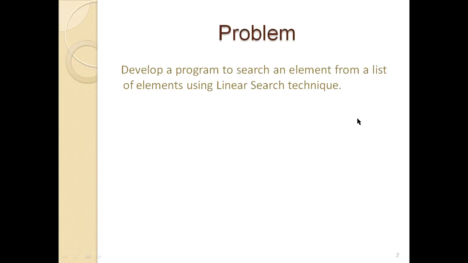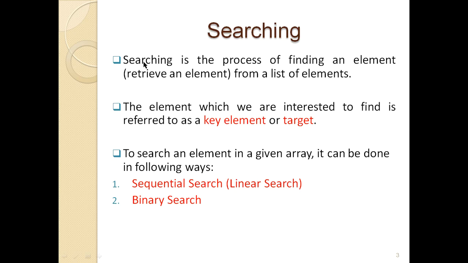So this is the problem: develop a program to search an element from a list of elements using a linear search technique. So what is searching? It is a process of finding an element, or retrieving an element, from an array of elements or from a list of elements. The element which we are interested to find is known as a key element or a target element. This is a searching process, right? And that element which we want to retrieve or find, we call that a target, or we call it a key element.